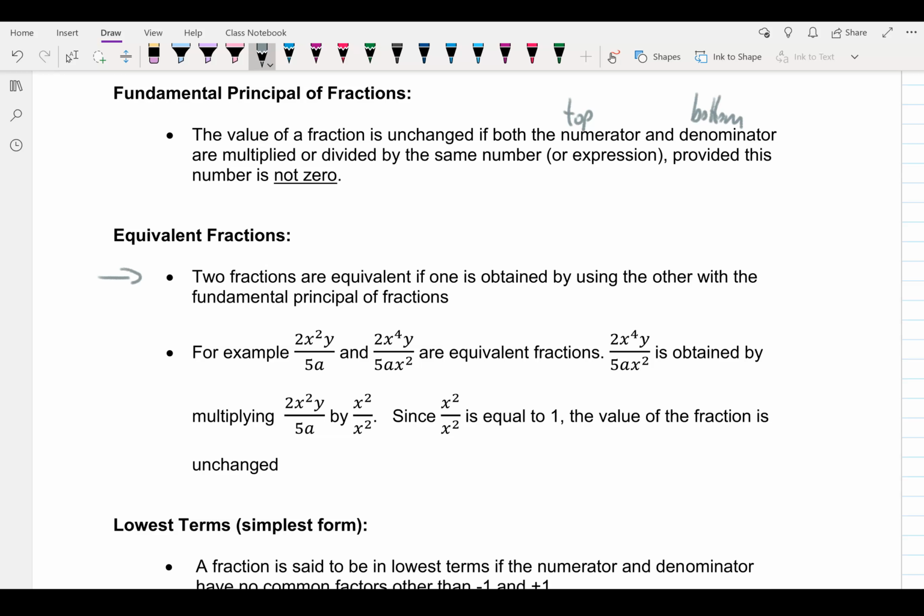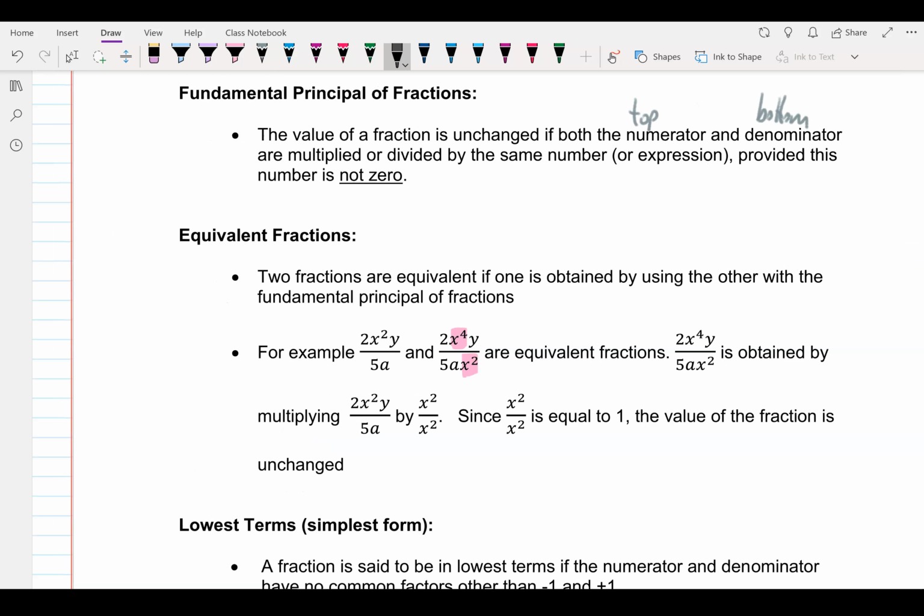What does it say here? It says two fractions are equivalent if one is obtained from the other using the fundamental principle of fractions. So again, what does that mean? Well, for example, 2x squared y over 5a is the same as 2x to the power 4 y over 5a x squared, because something happened to the x terms here. They're equivalent because we can take the first fraction and multiply it by x squared on top and bottom. Let me show you what it means.